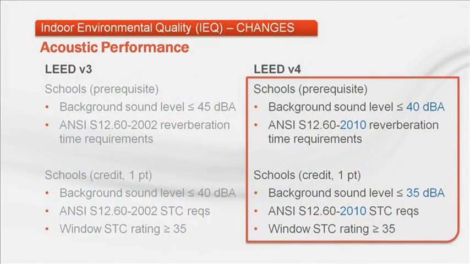But a more significant change is that version 4 now requires exterior noise sources to be considered as well. So if the school is located within a half mile of a significant noise source, like a highway, industrial facility, rail line, or flight path, then you need to take measurements at the site. If the measured sound level exceeds a defined threshold, then you need to implement strategies that will reduce noise transmission from outside.